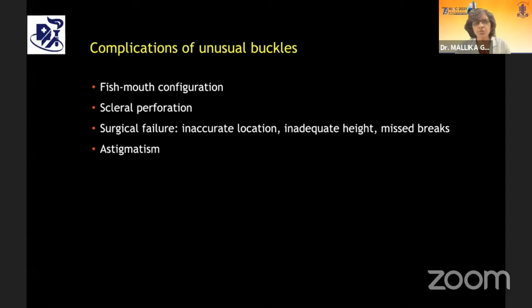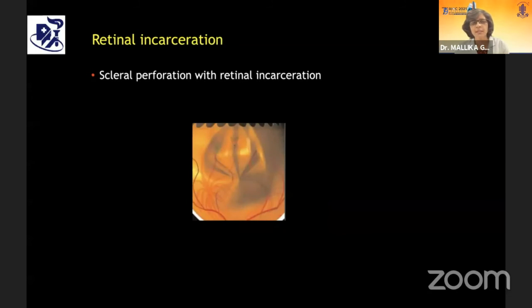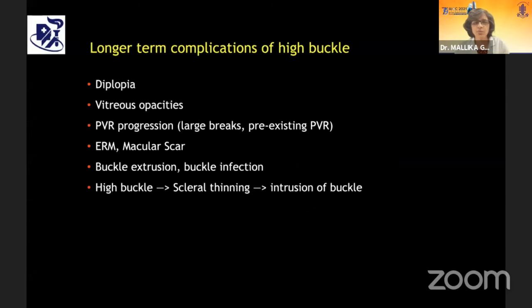A lot of complications in these situations can be fish mouthing of the breaks, scleral perforation because of going very deep posteriorly, surgical failure because of inaccurate location, inadequate height, missed breaks, and perforation can lead to massive subretinal bleeding, which can trickle into the submacular area, causing permanent vision loss. If that is detected, then immediately put gas and prone position to remove the submacular blood. And similarly, a perforation can cause retinal incarceration. So these are the reasons we do try to avoid buckles nowadays in unusual situations.